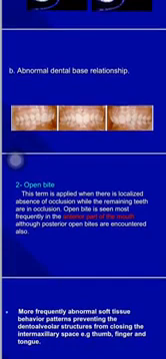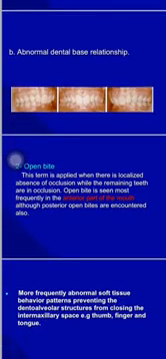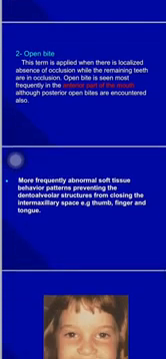Abnormal dental base relationship also lead to this deep bite. Here we can see in these three photos the upper center completely cover the lower center due to the differences in the long axis of the upper and lower center to give abnormal overbite, and this traumatic occlusion must be treated as early as possible.